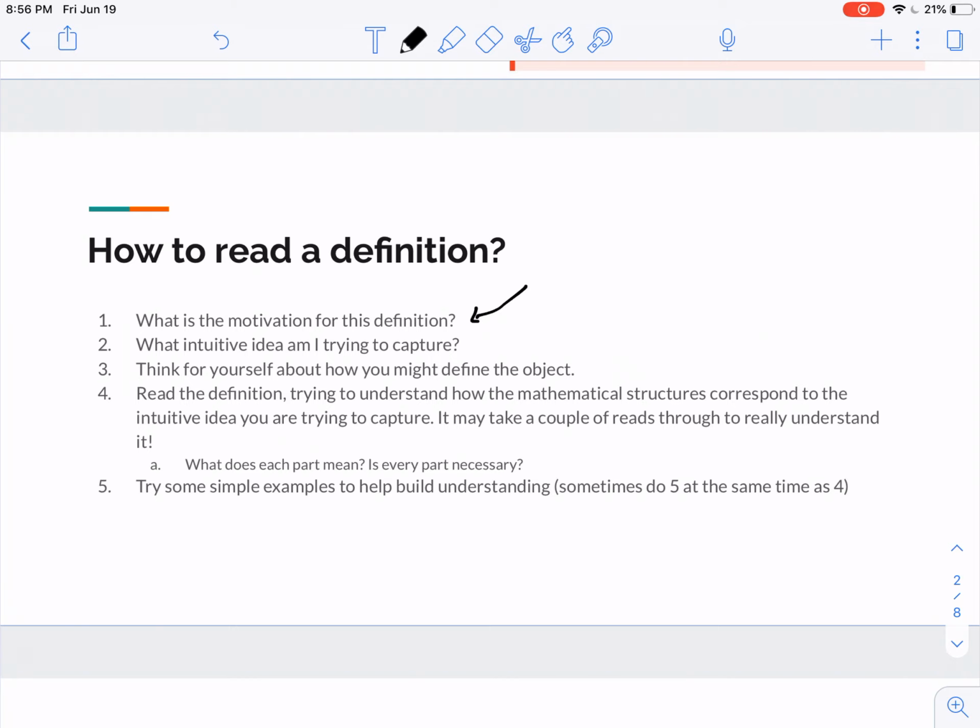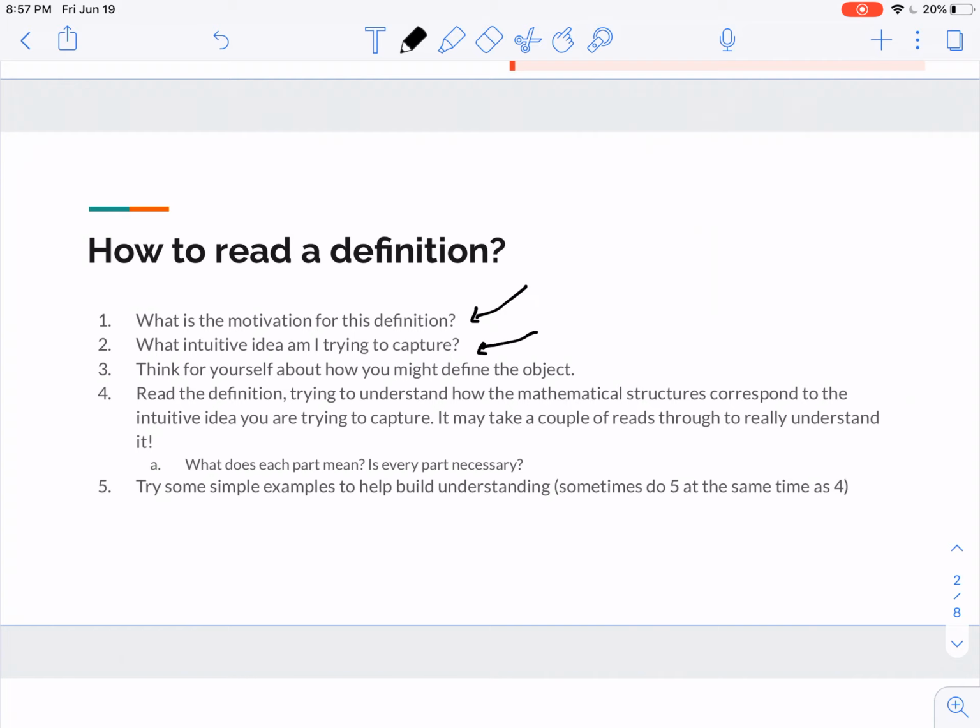Second, you want to ask, what is the intuitive idea that I'm trying to capture? And this will often be interlinked with the motivation. So again, going back to surjection, in a surjection, you're trying to capture that a function covers everything. Or in an undirected graph, you're trying to capture symmetric relationships between different entities. And you want to make sure you really understand that, because when you're reading the definition, you want to make sure that the math corresponds to that intuition.